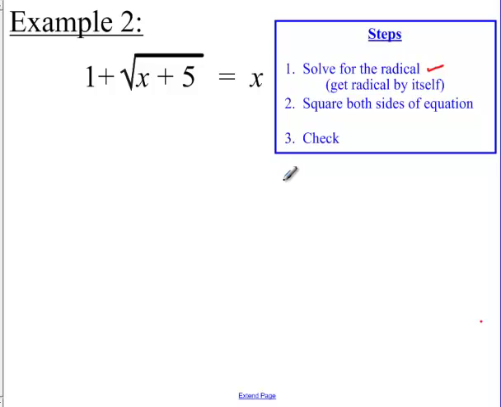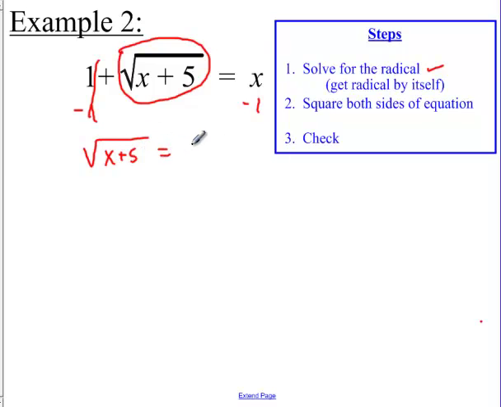All right, I don't want to mess up like I did the last time. So this is the radical, so it's not by itself because there's a 1 hanging on to it. So I first have to think, how do I get rid of that positive 1 on the left and move it over to the right? We're just going to minus 1 from both sides. So I'm going to be left with the square root of x plus 5 equals, and on the right-hand side, x minus 1.